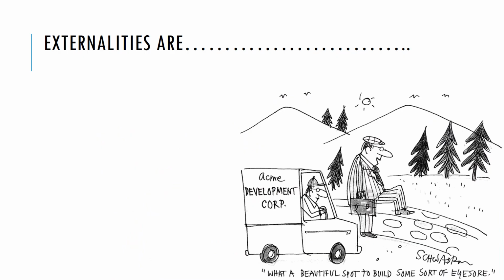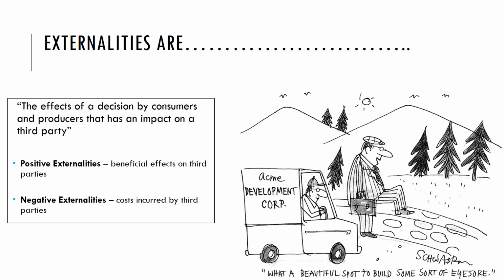So let's start off. What is an externality? Well, an externality is the effect of a decision by consumers and producers that has an impact on a third party. So whenever buyers and sellers meet in the market and decide to produce something, if that action has an impact on someone who is not a consumer or a producer, a third party, then we would say an externality has arisen. So an externality is mainly an impact on a third party.